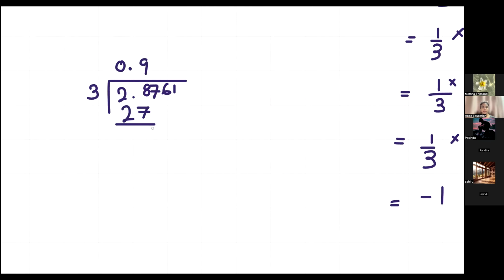1 remaining. Bring 7 down again, now I have 17. 3 times 5 is 15. 2 remaining, I bring this 6 down. 3 times 8 is 24. 26 minus 24, 2 remaining. I bring this 1 down, that's 21. 3 times 7 is 21. So I get 0.9587.